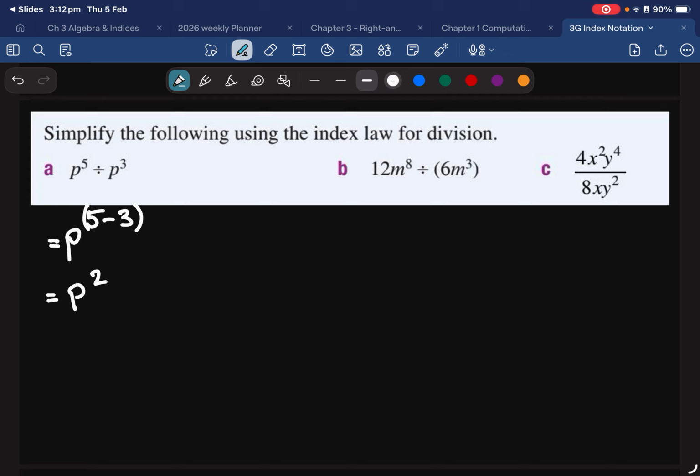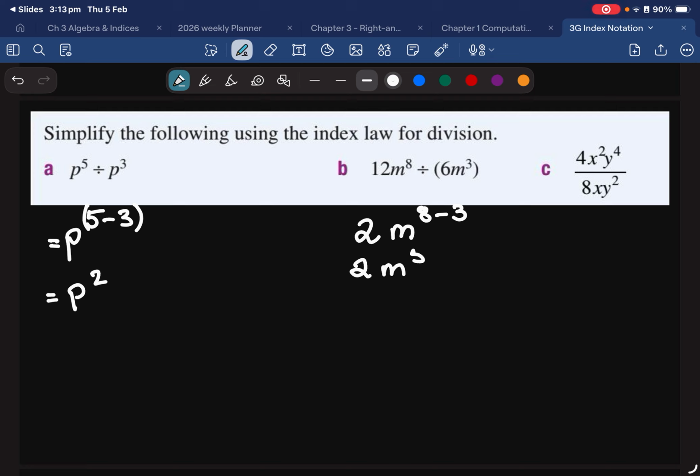This next one, we've got 12 divided by 6, so I could write this one out. Actually, that's probably not a bad idea. Let's not. So 12 divided by 6 is 2. And then we've got m to the power of 8 divided by m to the power of 3. So that's m to the power of 8 minus 3.